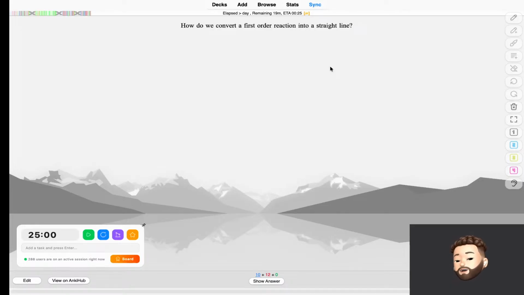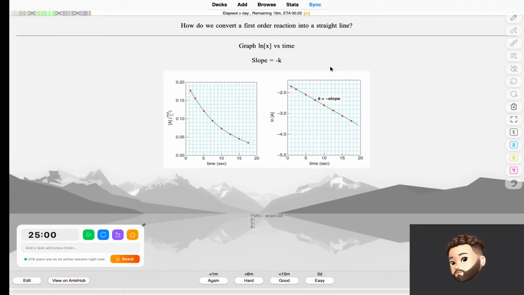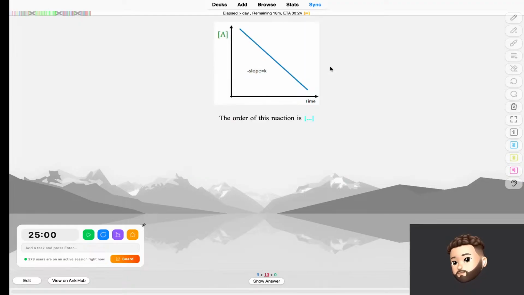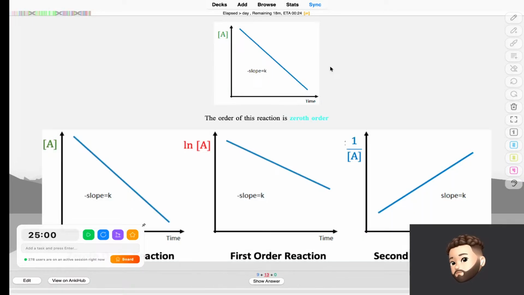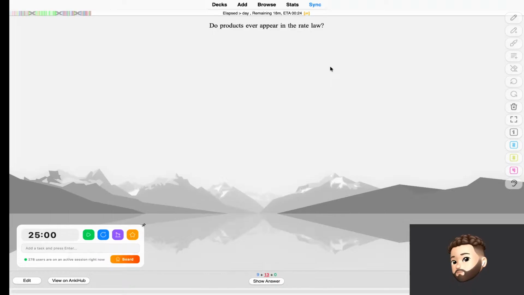How do we convert a first order reaction into a straight line? You graph it according to the natural log. The order of this reaction is 0. Do products ever appear in the rate law? No.